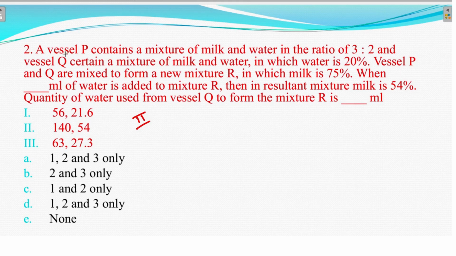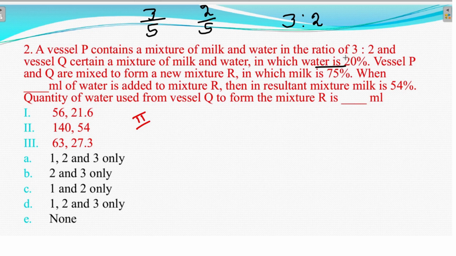For vessel P, the ratio will be 3:2, which means the milk will be 3 by 5 and the water will be 2 by 5. In this question we have water, so I can take either milk or water. The choice is yours. Whatever value you like, you can take it. Either I can take milk, or I can take water also. Then how to do that? See now, I will solve it here.